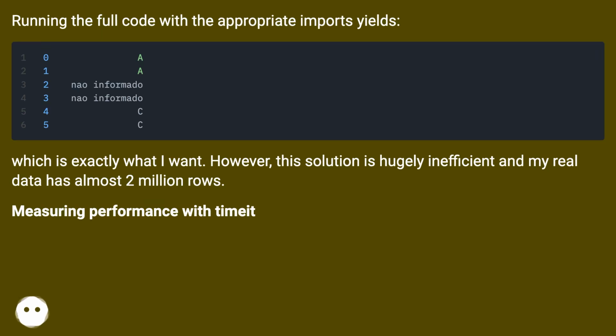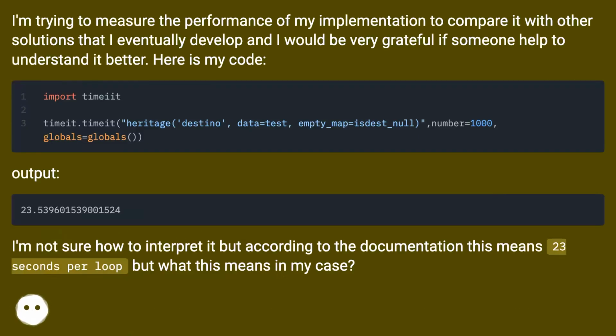Measuring performance with Timeit. I'm trying to measure the performance of my implementation to compare it with other solutions that I eventually develop, and I would be very grateful if someone helped me understand it better. Here is my code. Output. I'm not sure how to interpret it, but according to the documentation this means 23 seconds per loop, but what does this mean in my case?